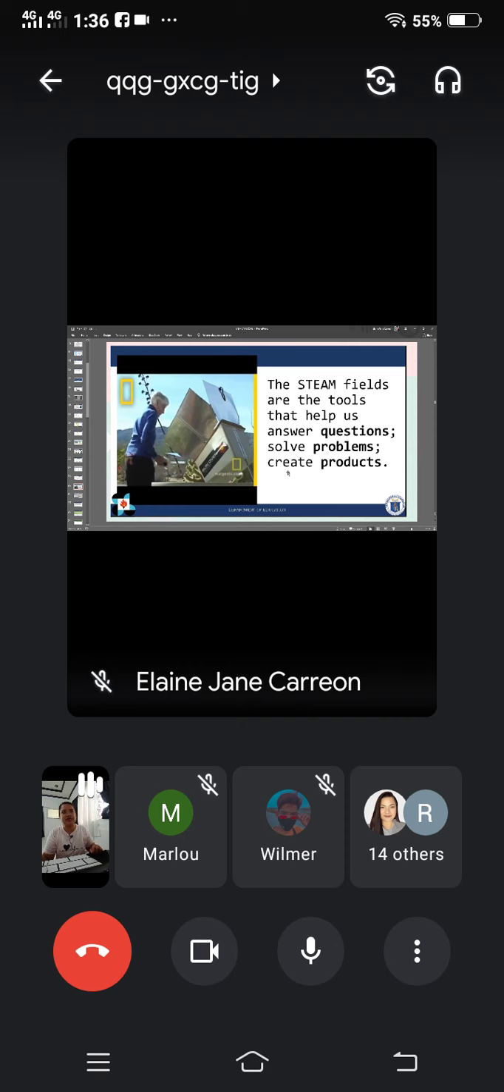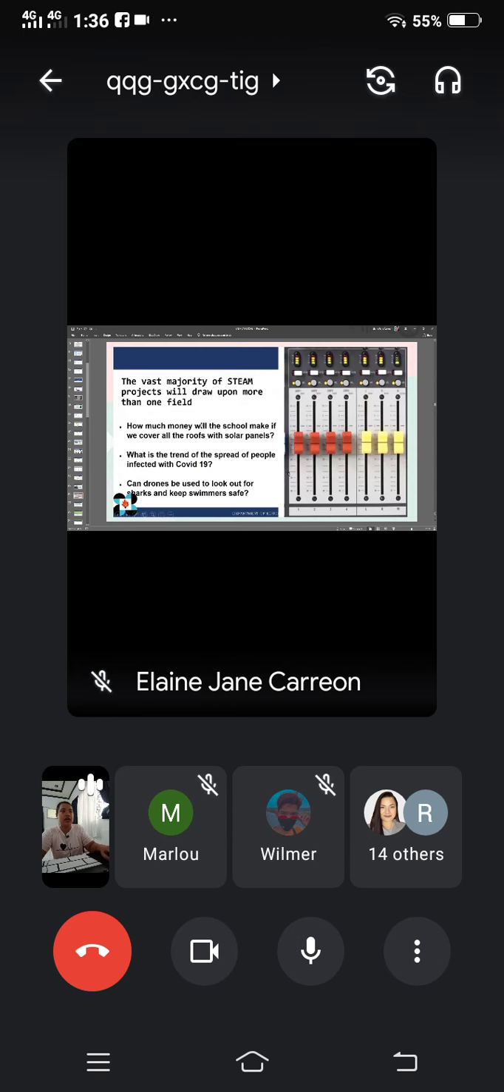So these STEAM fields are the tools that help us answer questions, solve problems, and create products. So yun nga, science and technology, engineering, arts, and mathematics. So here are the examples that the vast majority of STEAM projects will draw upon more than other fields. Ibig sabihin, it can be used in the other fields. For example, how much money will the school make if we cover all the roofs with solar panels? So that's another project for STEAM.